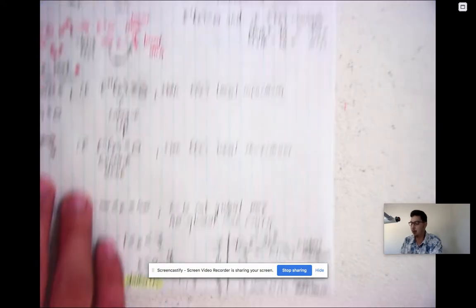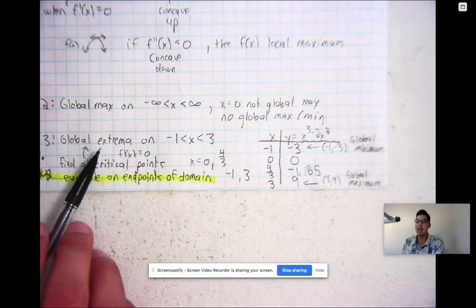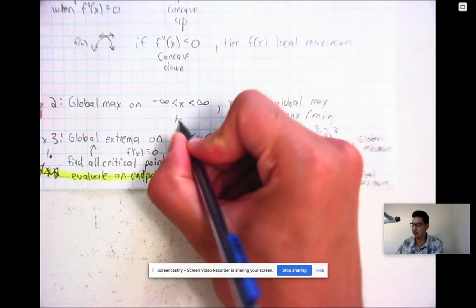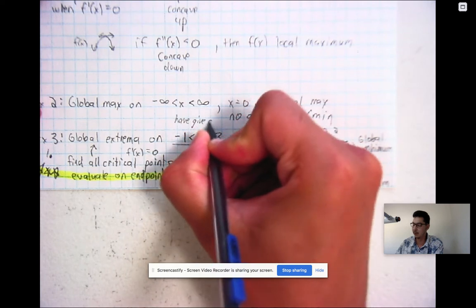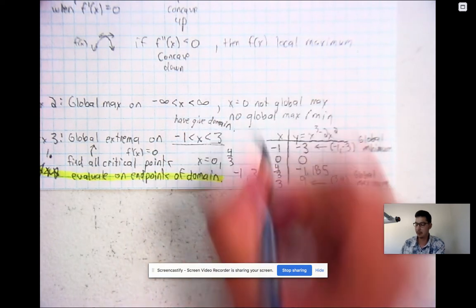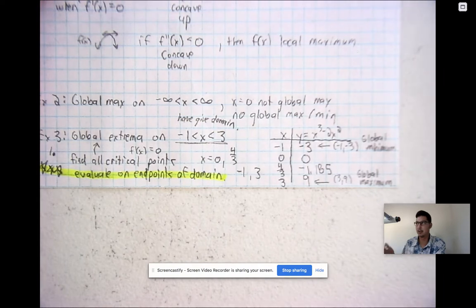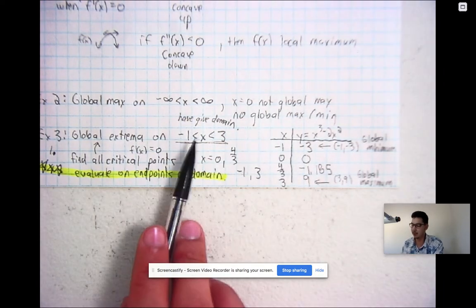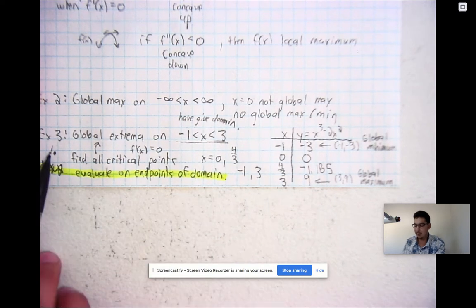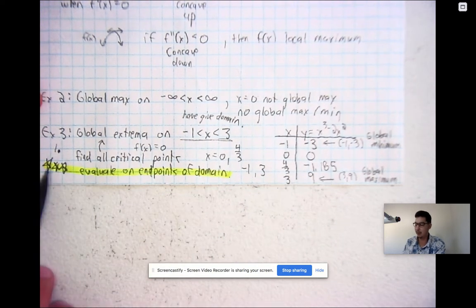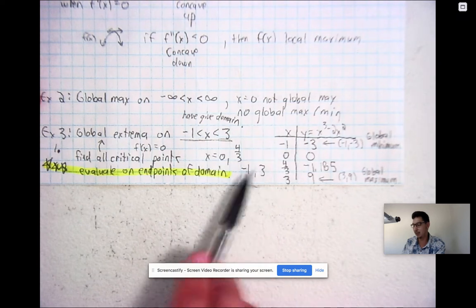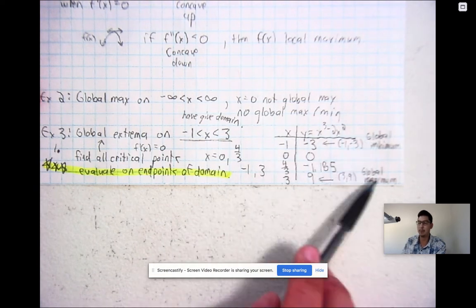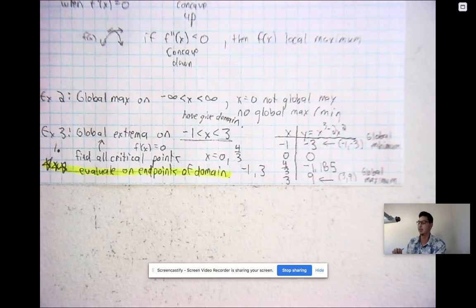But when we talk about global extrema, if they ever ask you and they give you a domain, and by the way, they have to give you a domain, or you would assume it's the entire domain, negative infinity, which doesn't always work out nicely in those problems. But on that domain, not only do you look at the critical points, you also have to evaluate the endpoints on the domain, which in this case were -1, 3. And in this case, I designed it in a way where those were the global min and global max, not the points we found previously.